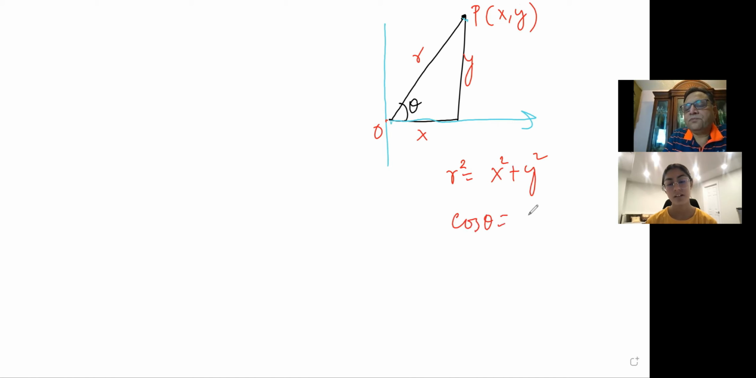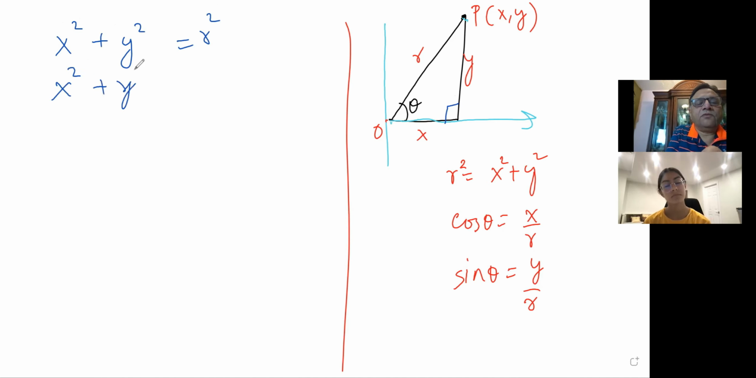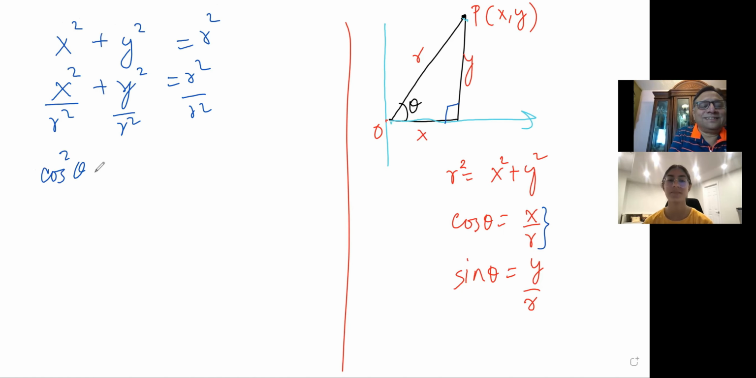What is cos theta equal to? X over r. What is sine theta equal to? Y over r. Now, from here, we'll derive all those Pythagorean trigonometric ratios. We'll just understand how we get them. We know x square plus y square equals r square, right? What happens if I divide each and every term by r square? Then you have x squared over r squared plus y squared over r squared equals 1. X over r is cos and y over r is sine. Oh, so that's why sine squared theta plus cos squared theta is equal to 1.